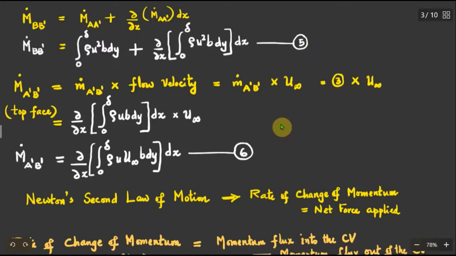Now we have to get the momentum flux through the top face. For the top face, we need not take a difference, as in the case of mass flux, where we took a difference because of the mass balance. But here, essentially, the rate of change of momentum, or the change in momentum flux, we need to find out. So the momentum flux through the face A dash B dash, that is the top face, will be mass flux through the top face multiplied by flow velocity.